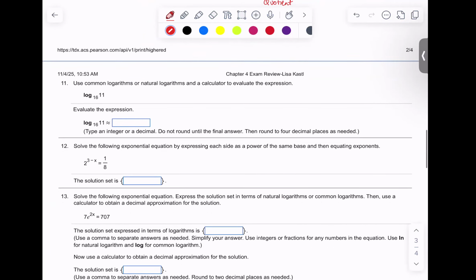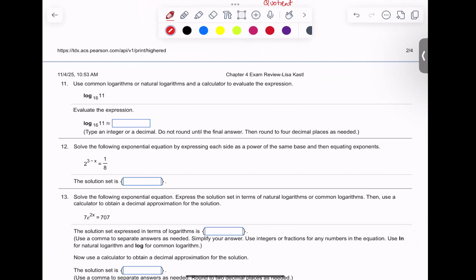Number 11, use common logarithms or natural logarithms in a calculator to evaluate the expression. So I'm going to use the change of base. I'm going to actually do it the 3 ways that we showed you in class. I'm going to use the common log, I'm going to use the natural log, and then I'm going to use the log base, which is in your math menu on your TI-84.